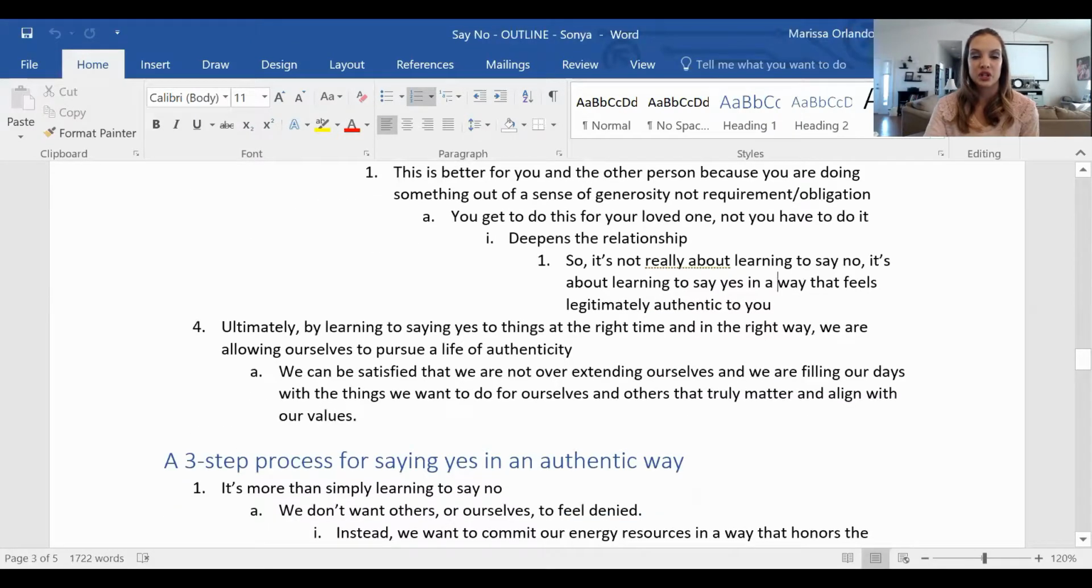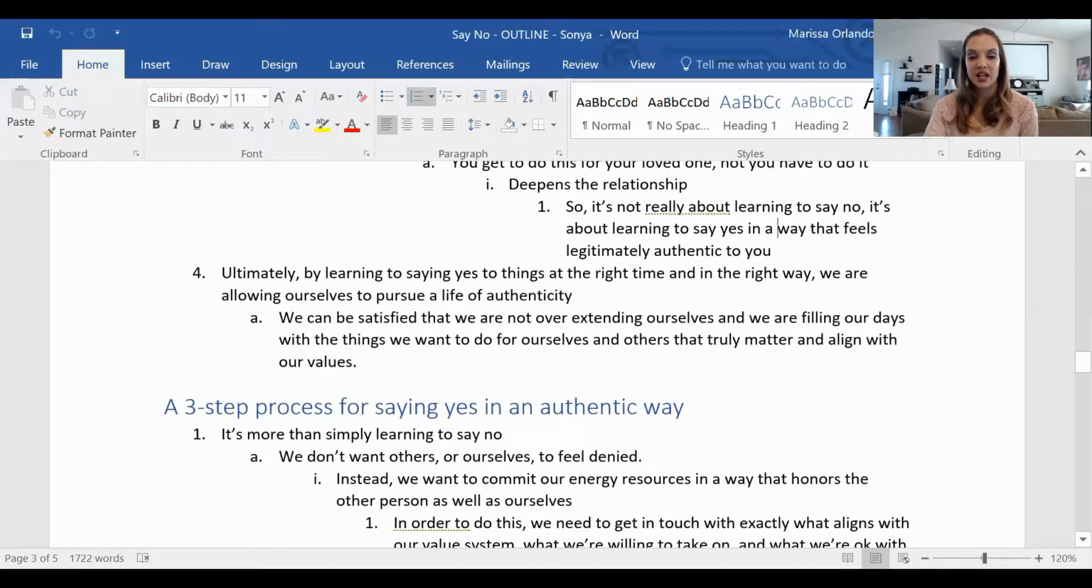So then she goes on to say, ultimately, learning to say yes to the right things at the right time and in the right way, we're allowing ourselves to pursue a life of authenticity. Okay, so that's her whole point. That goes back to the hook. She had told us earlier in the hook, it's possible. Now we're saying learning to do this gives this result.